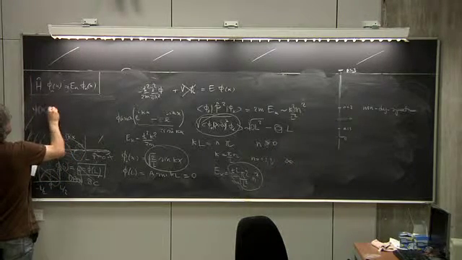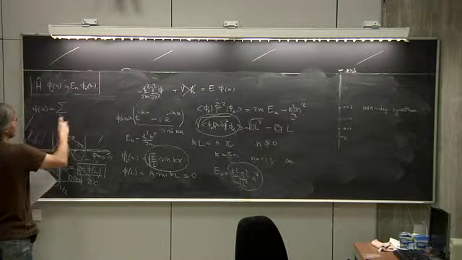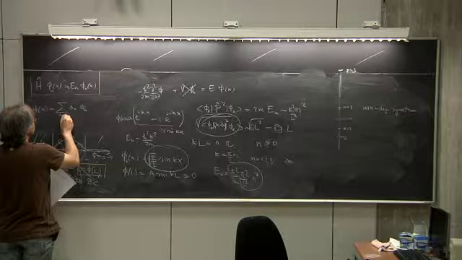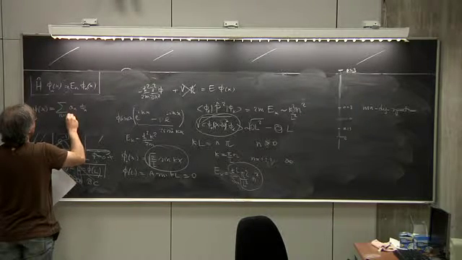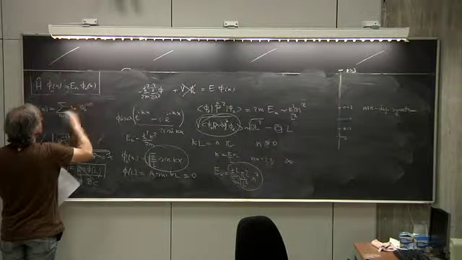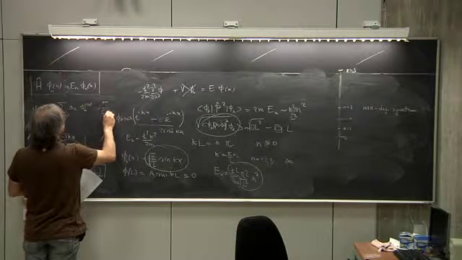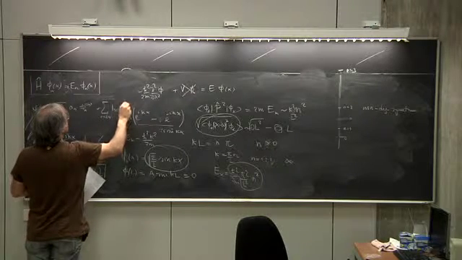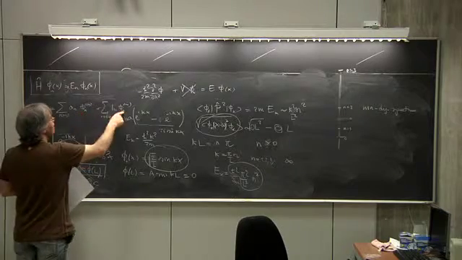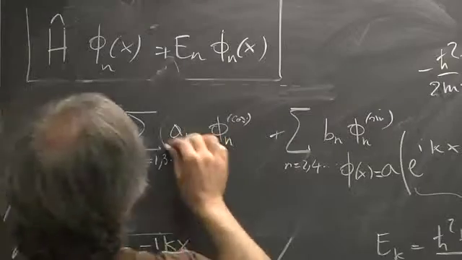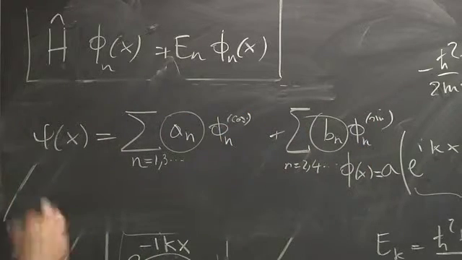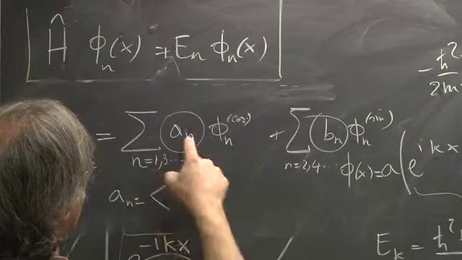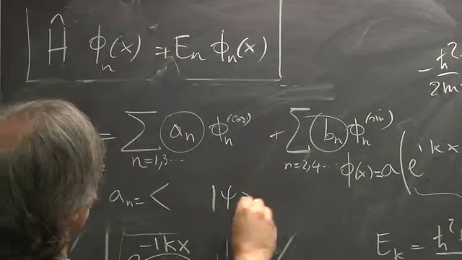that psi of x is equal to the sum over all possible n of certain coefficients times the phi n, say. So for the odd ones, n equal 1, 3, and so on, these are the cosine functions, okay? Plus the sum over the even n, 2, 4, and so on, b n phi n, the sine functions. So normalize them correctly and calculate the Fourier coefficients for a given function you select.